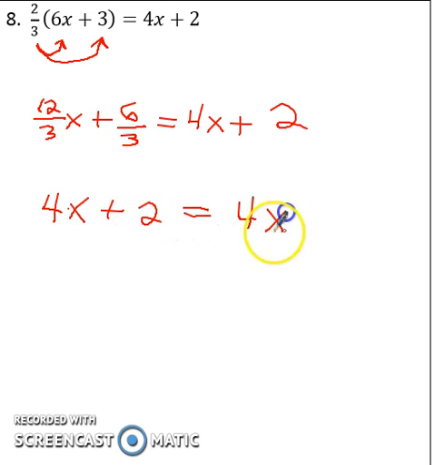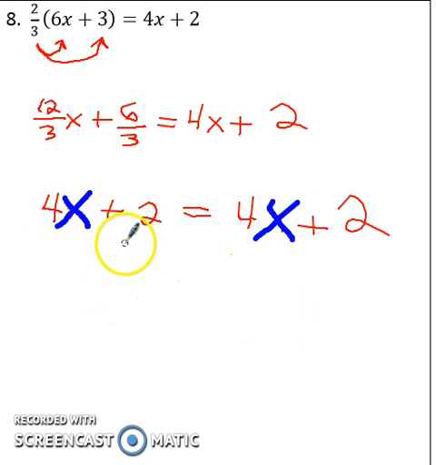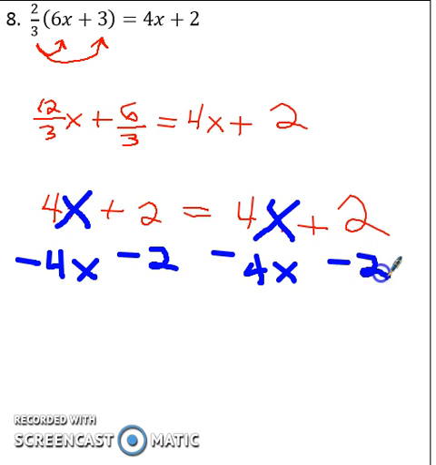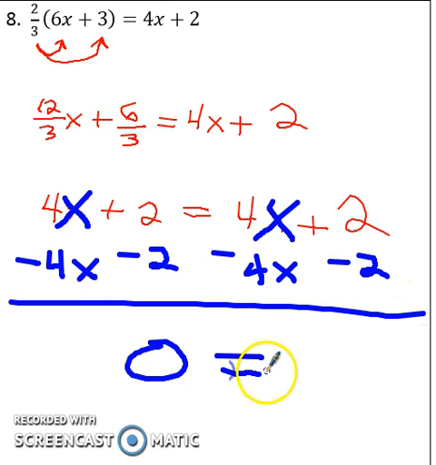So from here, we end up with something interesting here. We end up with the same thing on both sides. What that tells me is no matter what I plug into the left side or the right side, whatever I plug in here for x, we're going to get the same thing no matter what on both sides. And another way of looking at it is if I were to subtract 4x and 2 from both sides, I end up with 0 equals 0, which makes lots of sense.